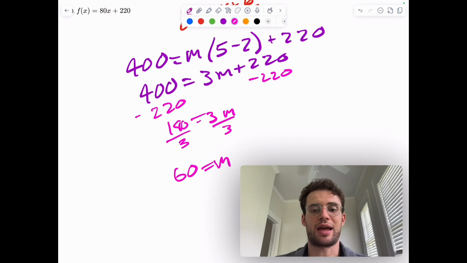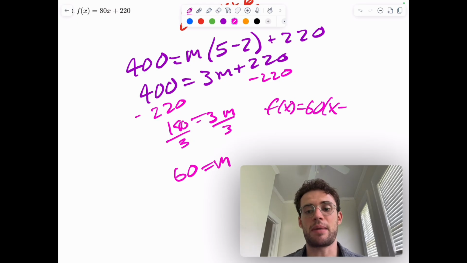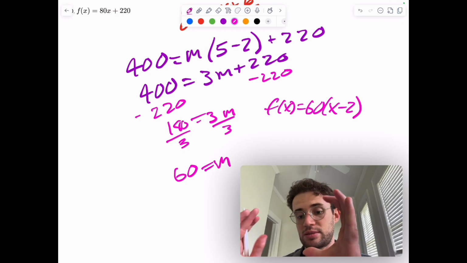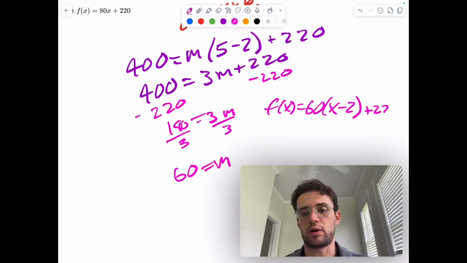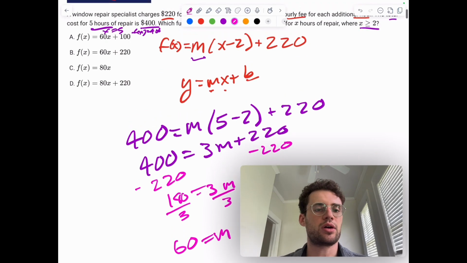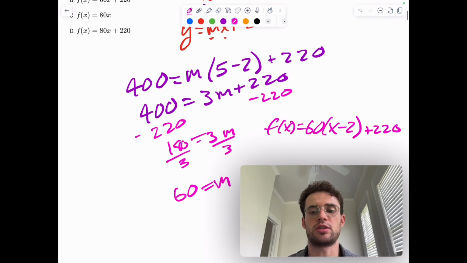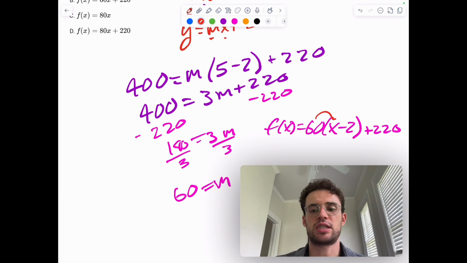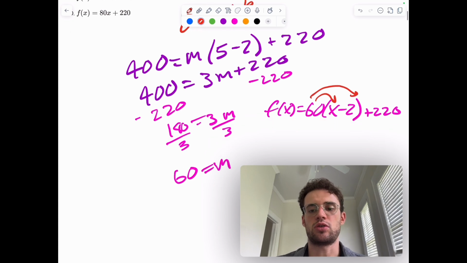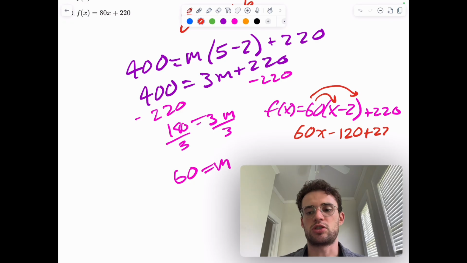So that means that we could write it as f of x equals 60 times the quantity x minus 2, plus that 220 for the first 2 hours. Now, if we look at the options, they don't actually give us any options that have parentheses. So we're going to have to use the distributive property here. And we'll do 60 times x, and 60 times negative 2 gives us 60x minus 120, and then we still have that plus 220 at the end.